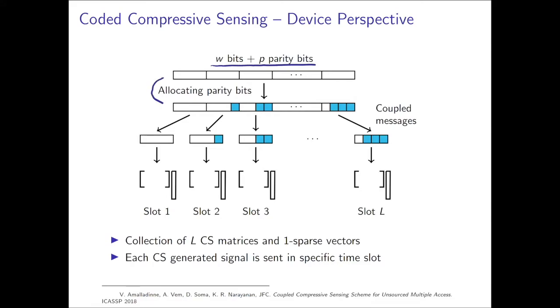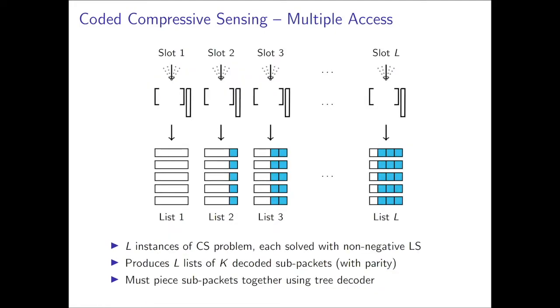The encoded message is partitioned into blocks of a suitable size. From a device perspective, each of these blocks is sent in a different slot. So we have a collection of L compressed sensing problems of a manageable size, and each device sends a one-sparse vector over a slot. The multiple access channel then brings these messages together, and the receiver gets the sum of all these messages plus noise. From a channel output perspective, in slot 1, we have k devices, each transmitting a one-sparse vector, and we perform a compressed sensing task, and we recover the list of all the fragments.